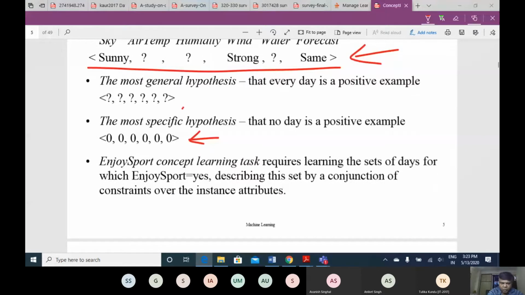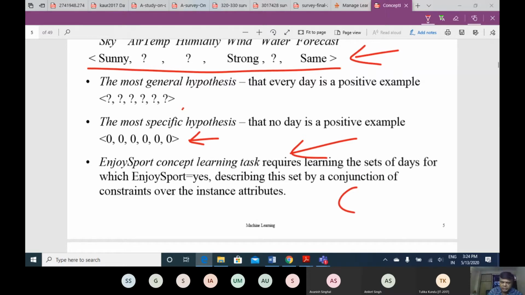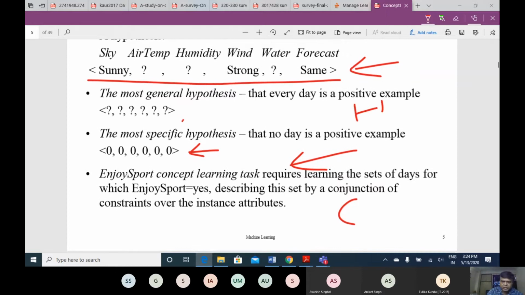Now, the EnjoySport concept learning task requires learning the set of days for which the answer is yes, describing this set by a conjunction of constraints over the instance attributes. So a concept may also be defined by a subset of instances. If the concept is C and the hypothesis is H, then H means some subset of those rows, and the concept means the subset of rows for which the answer is yes.